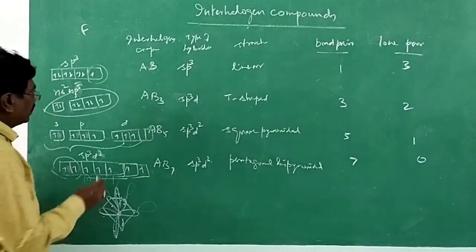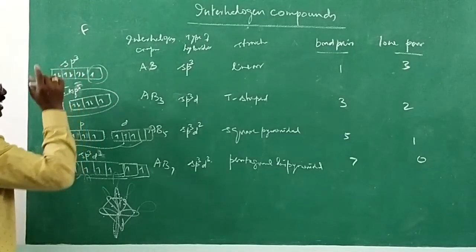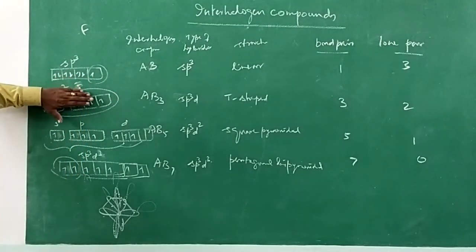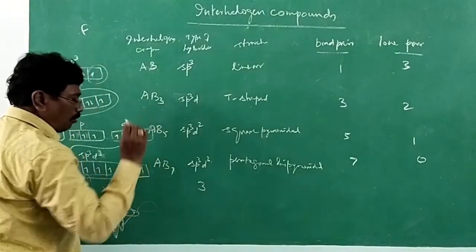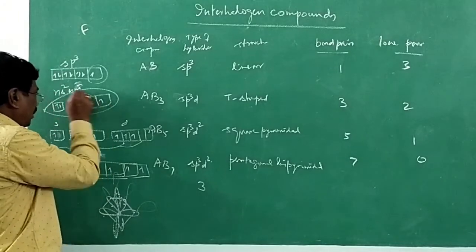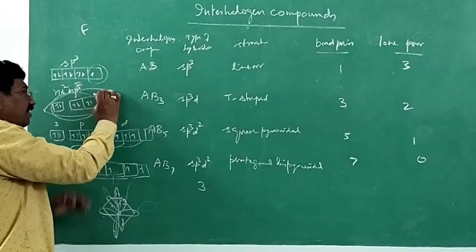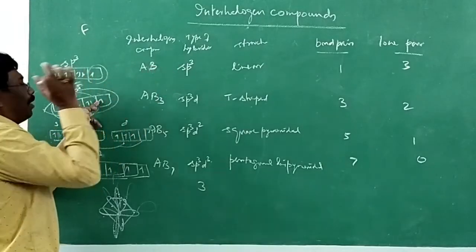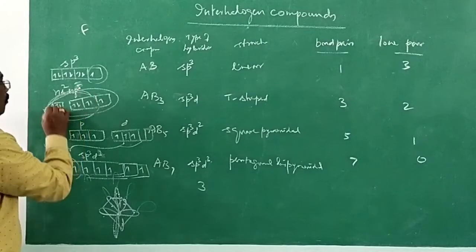How do we get the structure? For AB, only 1 singly filled orbital will be present. 3 lone pairs and only 1 singly filled orbital. That singly filled orbital makes the bond, it will become a bond pair. Only 1 bond pair, therefore linear. All the other 3 are lone pairs.